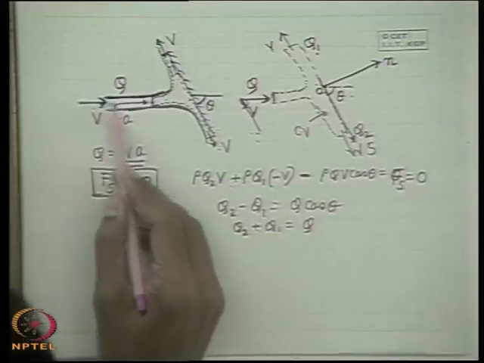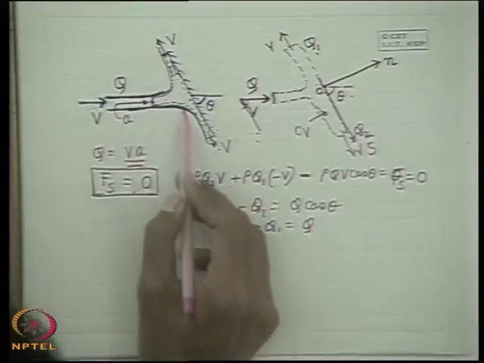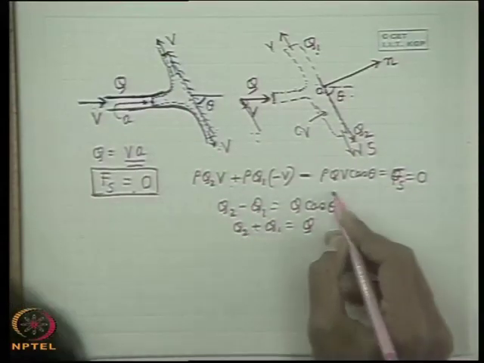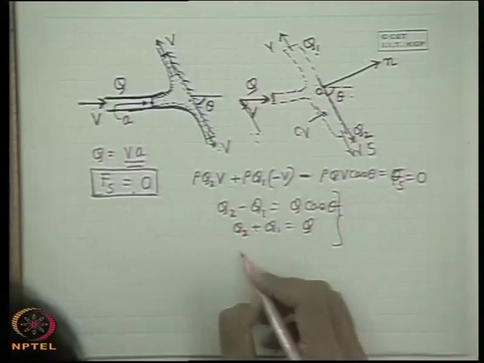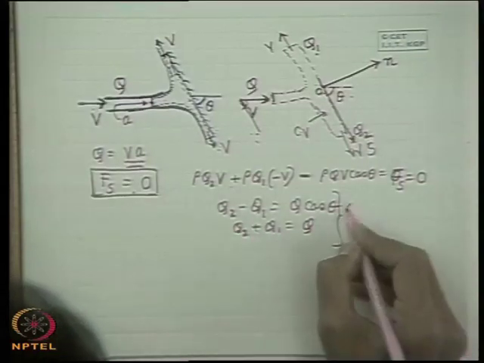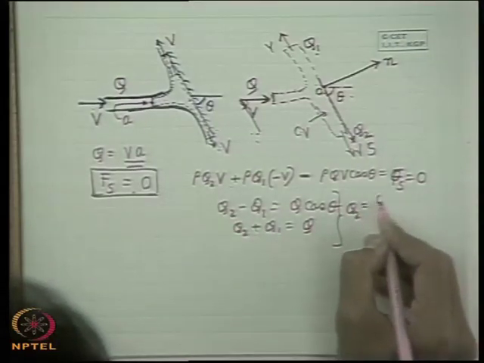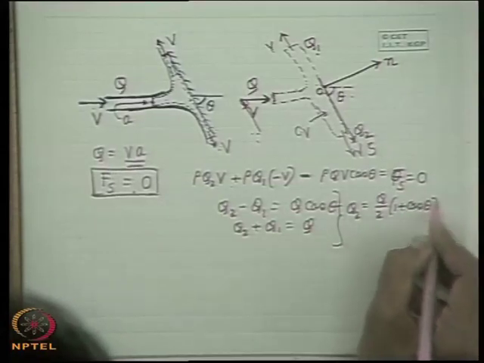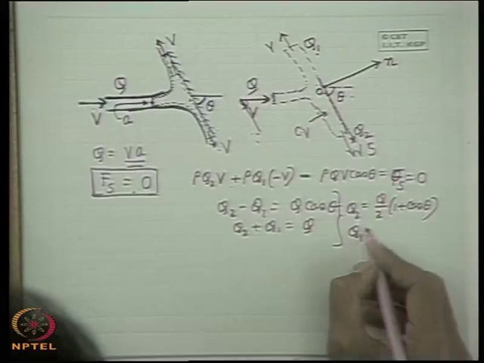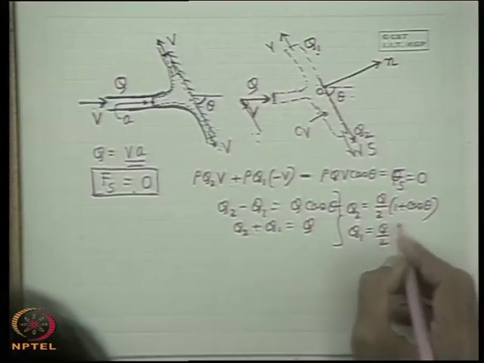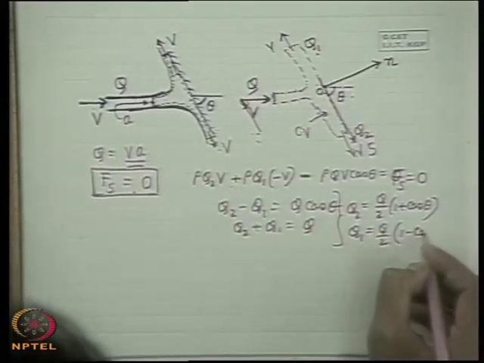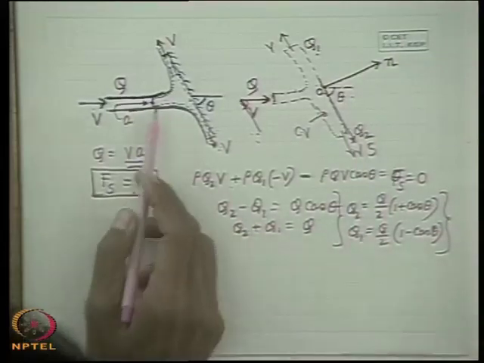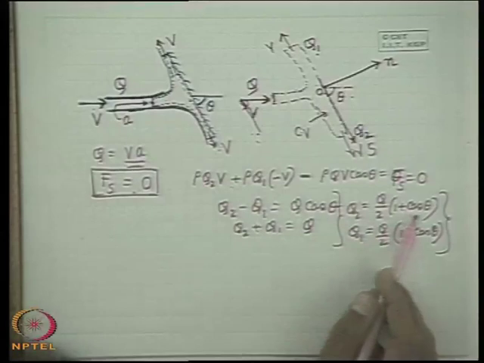That means the volume flow rate which is coming is getting divided into two parts. So q2 plus q1 is q, which finally gives us, if you solve this, q2 is equal to q by 2 (1 plus cos theta), and q1 is equal to q by 2 (1 minus cos theta). So these are the two important relationships. That means q1 and q2 are divided like that.